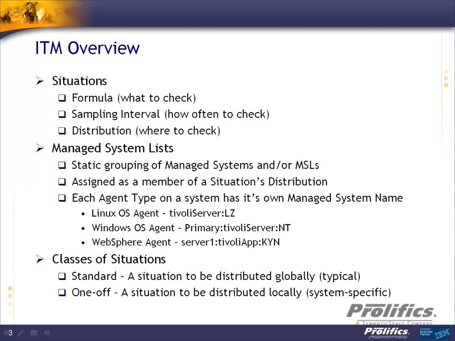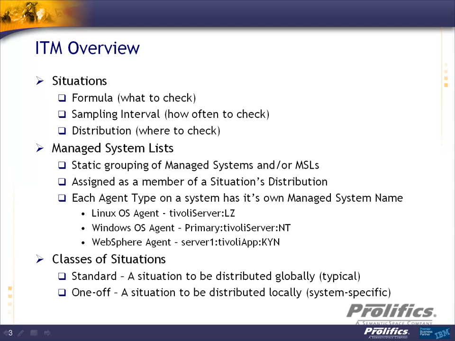Now situations can also leverage managed system lists, which are essentially a static grouping of managed systems. They're assigned as a member of a situation's distribution, and each agent type on its system has its own managed system name. As you see here, I put 3. For example, Linux OS agent has its managed system name, Windows OS agent, and WebSphere agent.